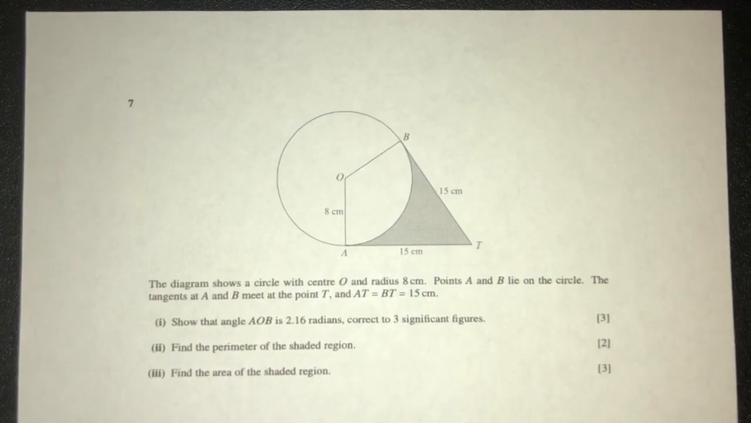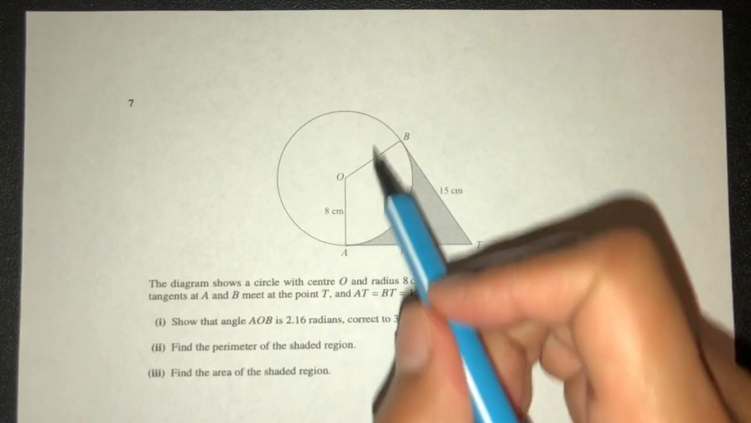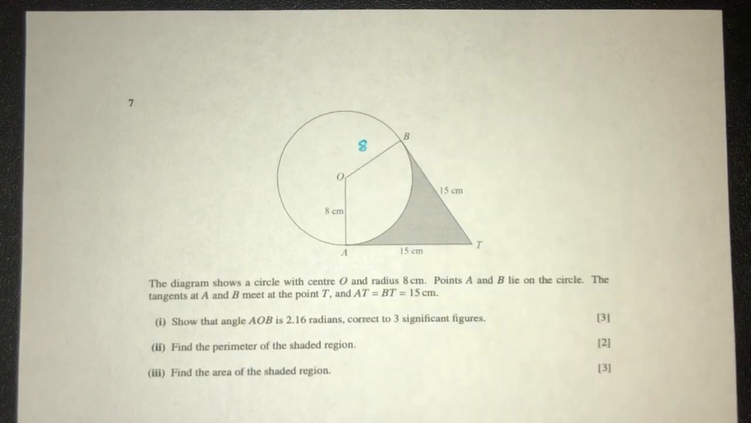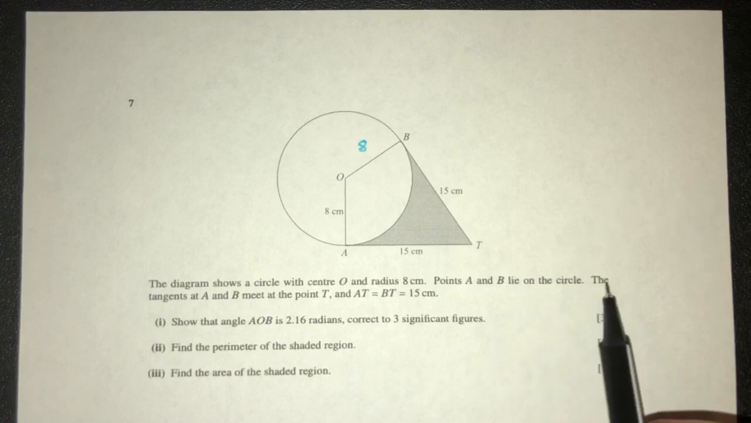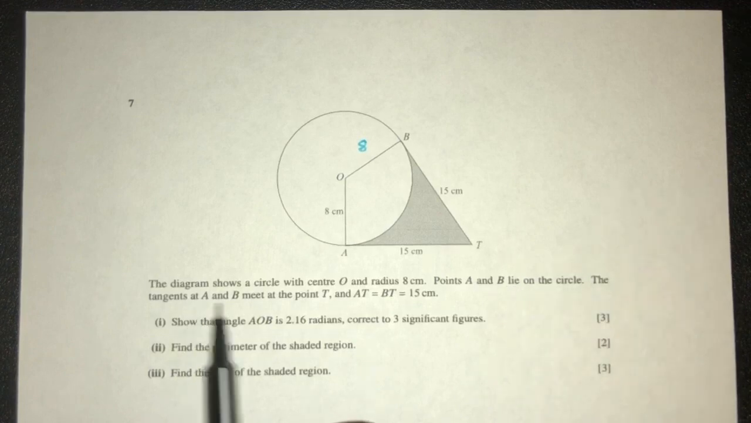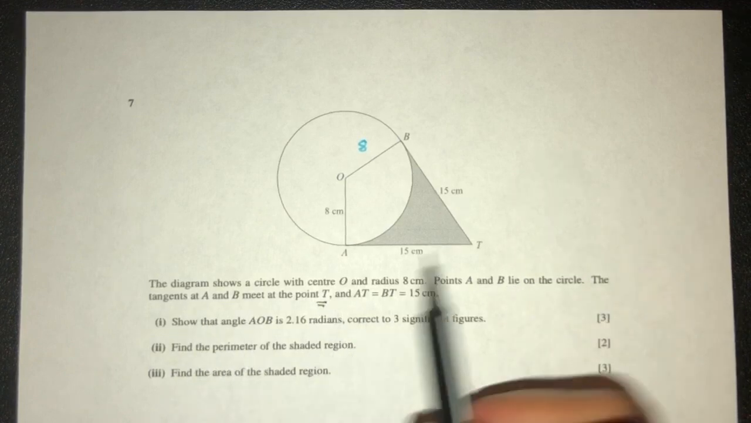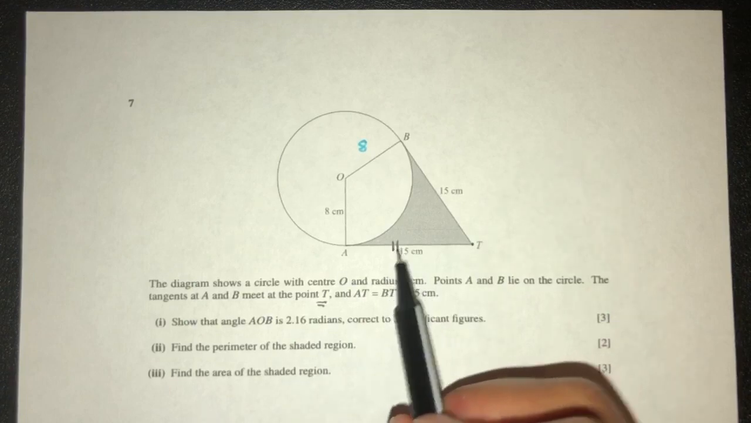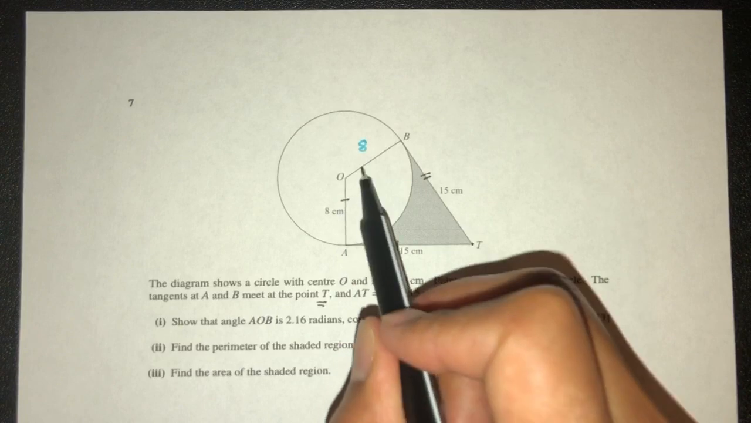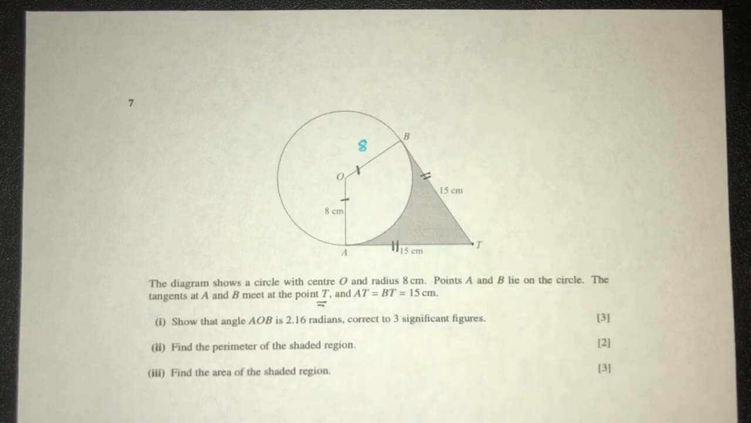Let's move on to the next question. The diagram shows a circle with center O. This is center O. The radius here is 8, which means this also will be 8, right? Now the points A and B lie on the circle, and the tangents at A and B meet at the point T. Now I can see this is the same as this as well.